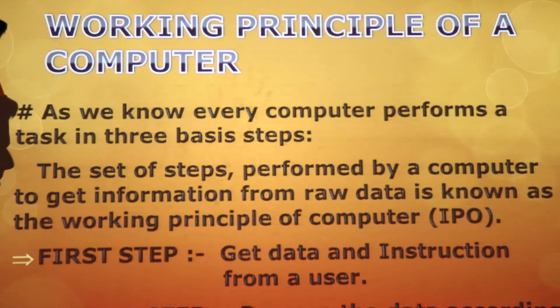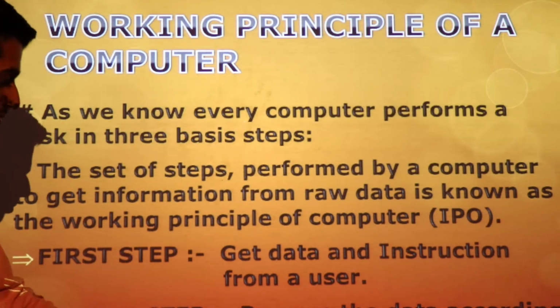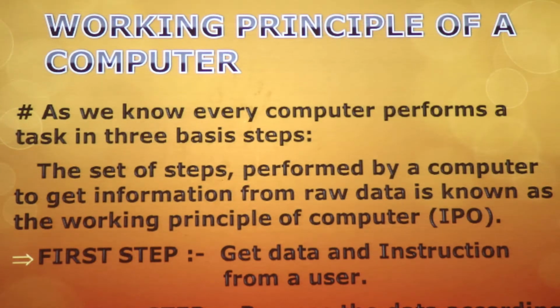The third step is to give information, that means results. After getting the data and instruction from the user, the computer processes it in the second step, and the third step is to give the information, that means results. The computer can give the output to the user.